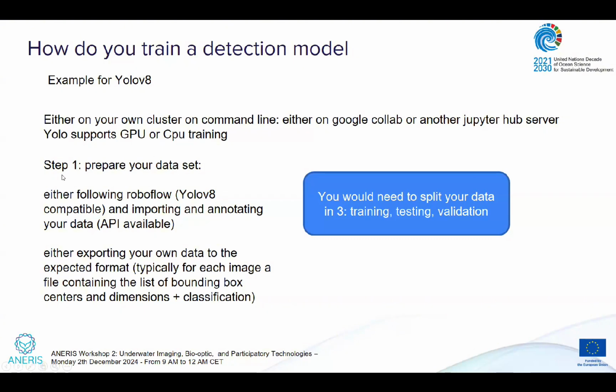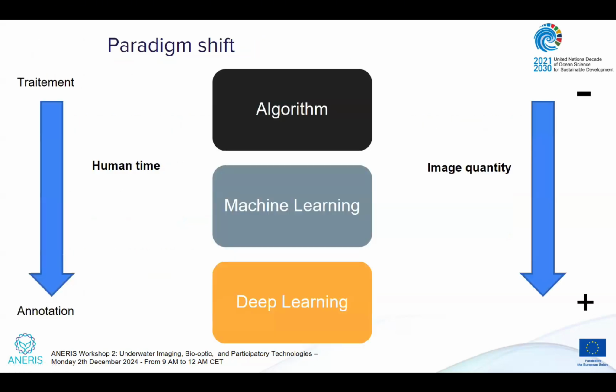And the big thing now is for you as a researcher to prepare your dataset. There are different tools. For example, the company developing YOLO V8 provides an annotator to help you, called Roboflow, and you can play with the API to automate it. You can also use your own data. You just need to export it, so you need to know a little bit about data science, just to get the right format. Basically, what you need is, for each image, one file containing a list of bounding boxes and the classification you want to give to each bounding box. You will also need to split your data into training, testing, and validation.